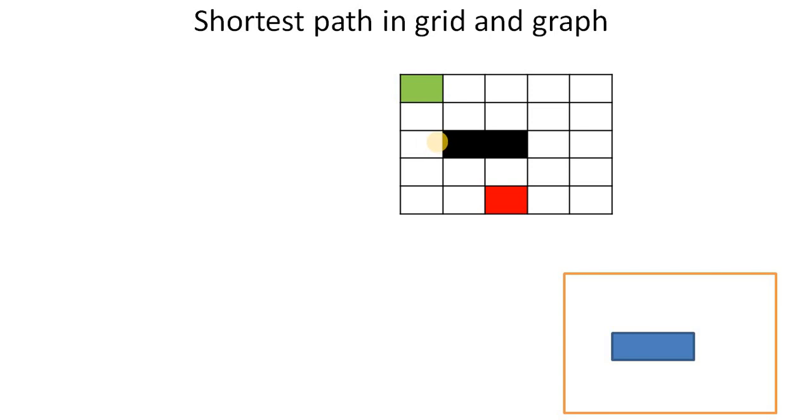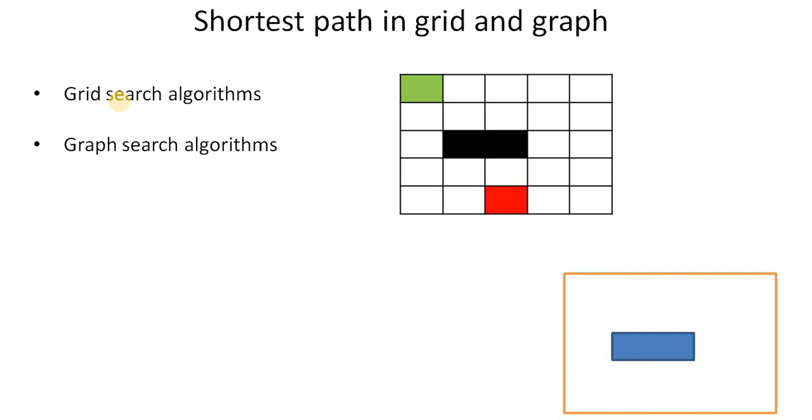So there are specific algorithms for grid search, like the one we discussed in the previous lecture, the wavefront algorithm. It was specifically designed for grids only. And also there are algorithms for graph search.